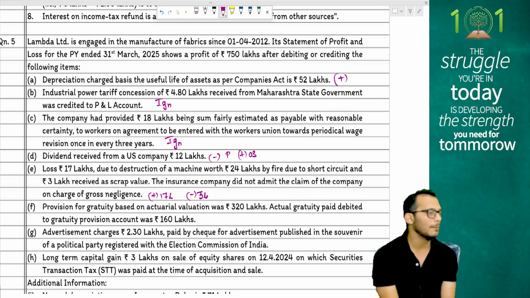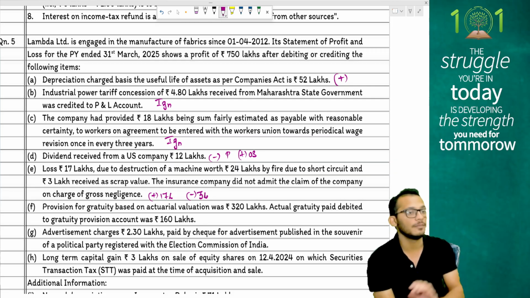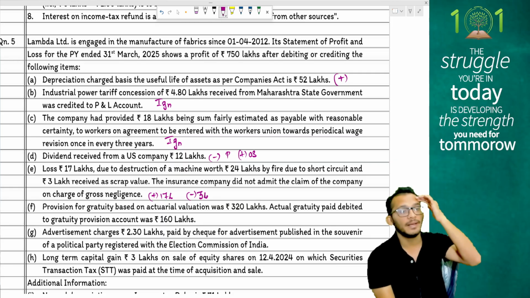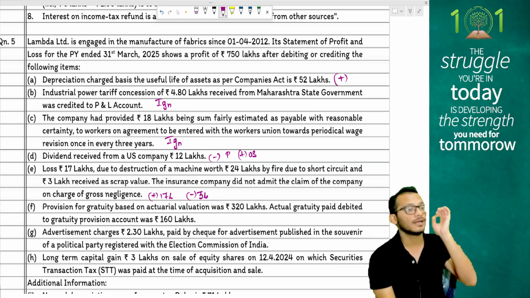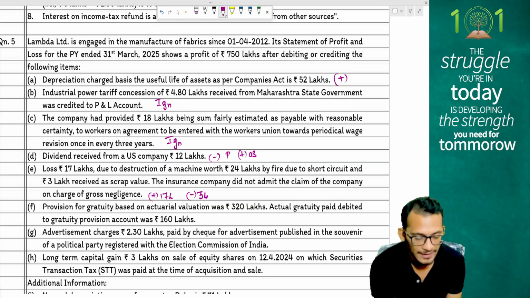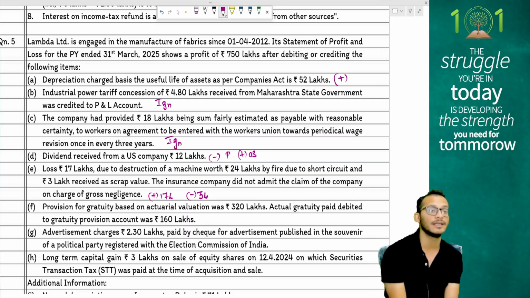Yes or no? So when you come back to depreciation, we'll discuss about it, people, because we need to know other assets. So this is what will happen. This is me coming and telling you that sometimes your accounting makes an impact. The way you look at numbers can cause a difference. Pay attention. Next, provision for gratuity based on actual valuation is 320 lakhs. Actual gratuity debited is 160 lakhs.